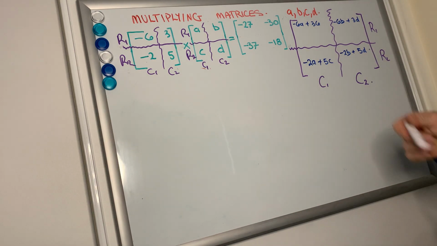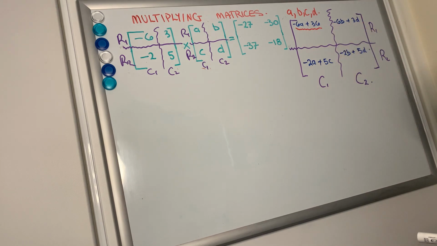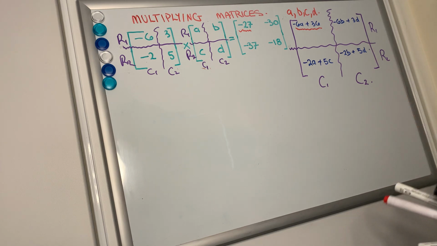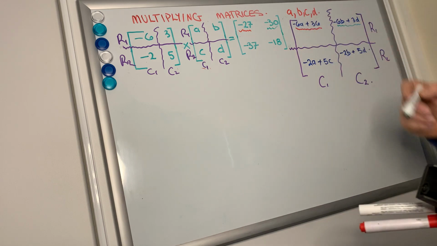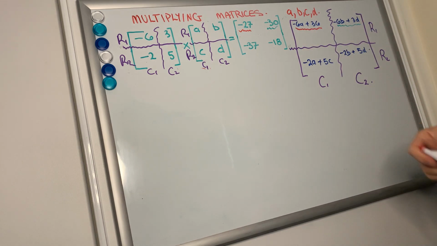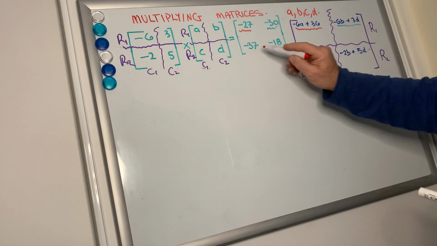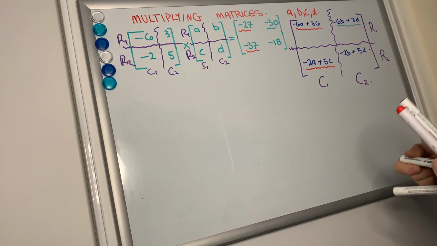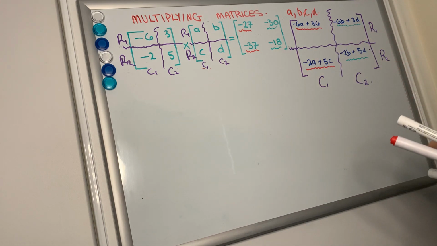Now what I want us to do is equate minus 6a plus 3c with 27. Then I want us to equate minus 6b plus 3d with minus 30. Then we can equate minus 2a plus 5c with minus 37. And then we can do, lucky last, minus 2b plus 5d with minus 18. So let's take those out.